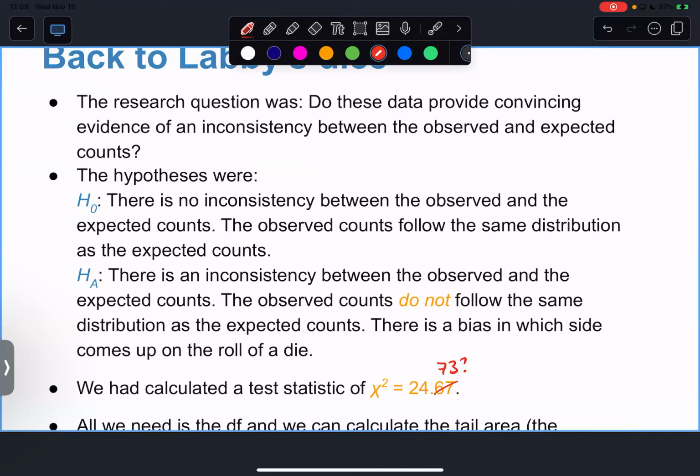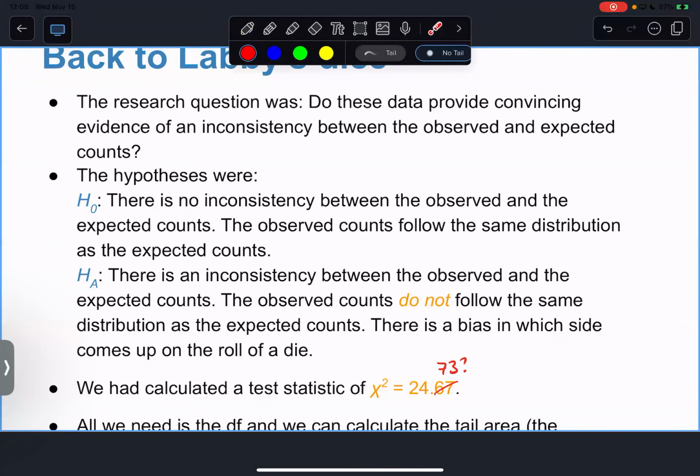Either way, we found either the p-value is less than 0.005, which is super small, right? Which is less than 0.05. Or we found that because it's greater than the critical value of 11.07, I think it was, right? 24.73 is a lot bigger than that. So then we still have enough evidence to reject H naught.